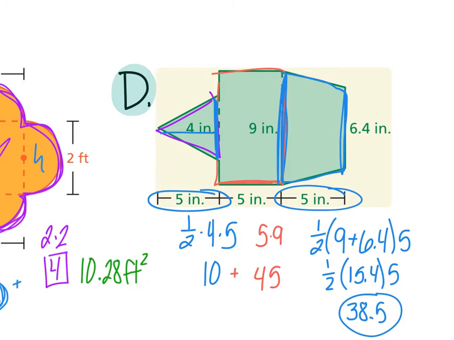And I just add these together. Put a plus sign right there. 10 plus 45 plus 38.5 is 93.5, and that's inches squared for this problem. So that's how you take the area of composite shapes. You just add up all the areas of the shapes you do know how to take the area of.